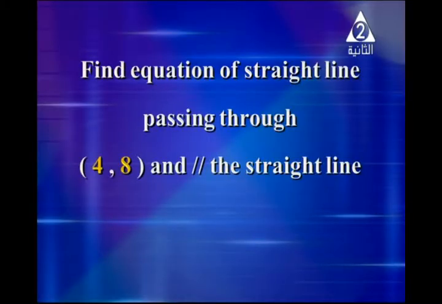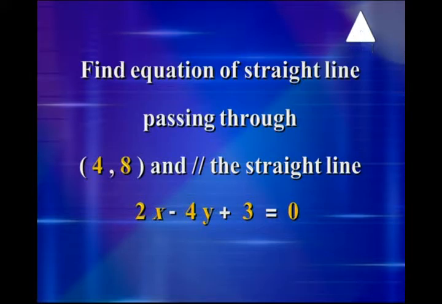Find equation of straight line passing through (4, 8) and parallel to the straight line 2x minus 4y plus 3 equals 0. First of all, parallel to the straight line 2x minus 4y plus 3 equals 0, it means that the two straight lines must have the same slope as they are parallel lines.